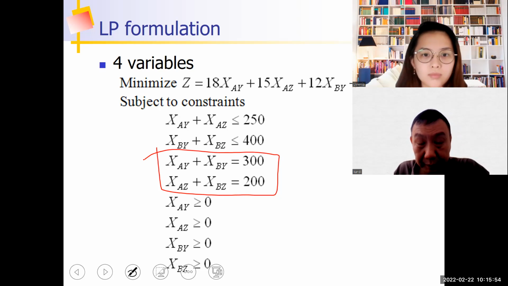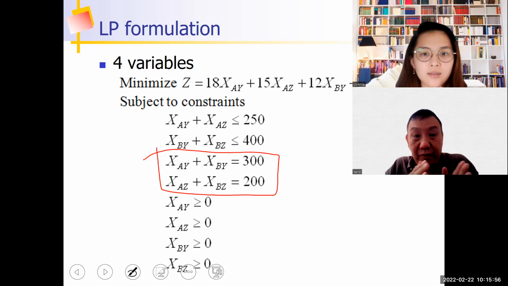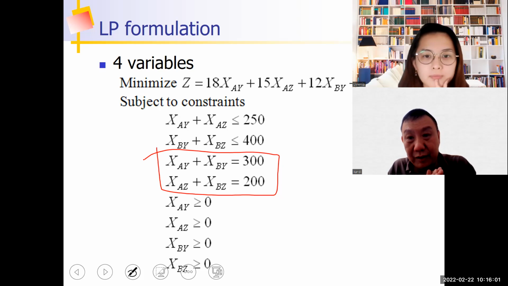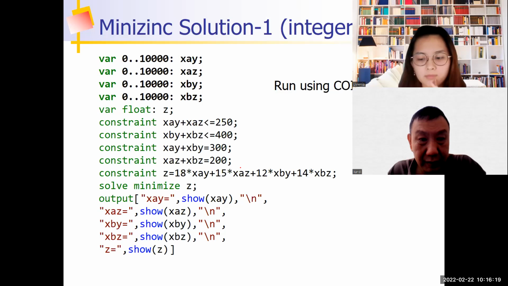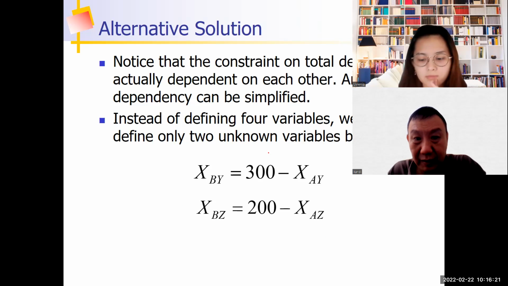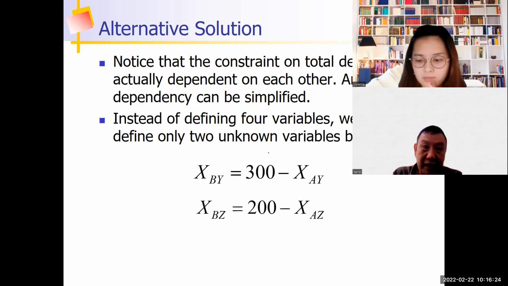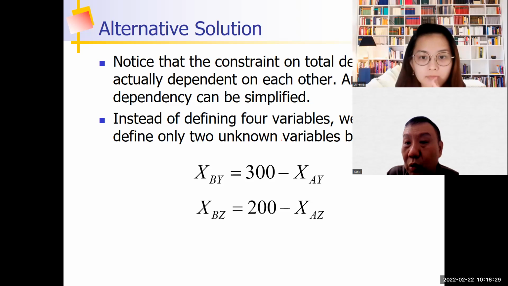Can you see that? So when we have equal constraint, we can use this to reduce the number of constraints and reduce the number of variables. Because when we set equal, that means we can put this on the right hand side. So we have something like this. Then instead of 4 variables, now you have only 2 variables.